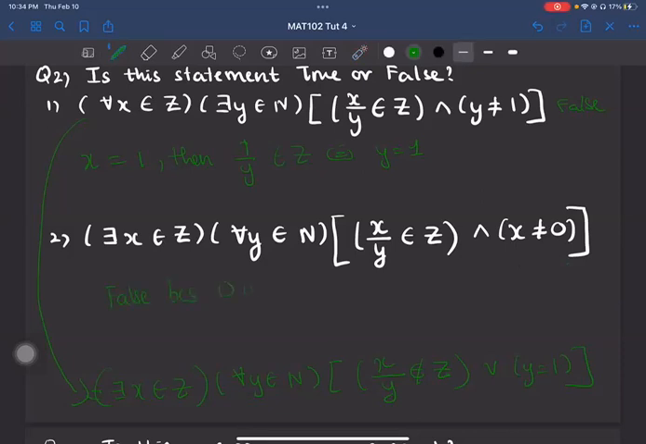because 0 is the only integer divisible by all natural numbers.